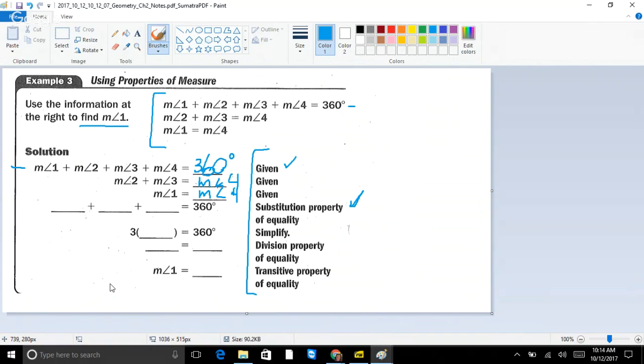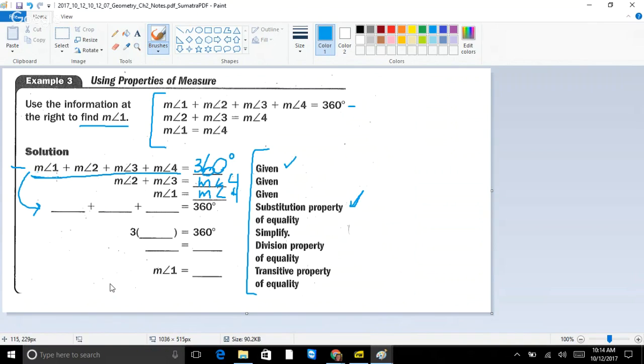The substitution property says that if A equals B, A can be substituted for B in any equation or expression. Okay, so we are going to substitute what we know into the equation. We're going to take this first equation, and we're going to use the substitution property of equality to substitute what we know.